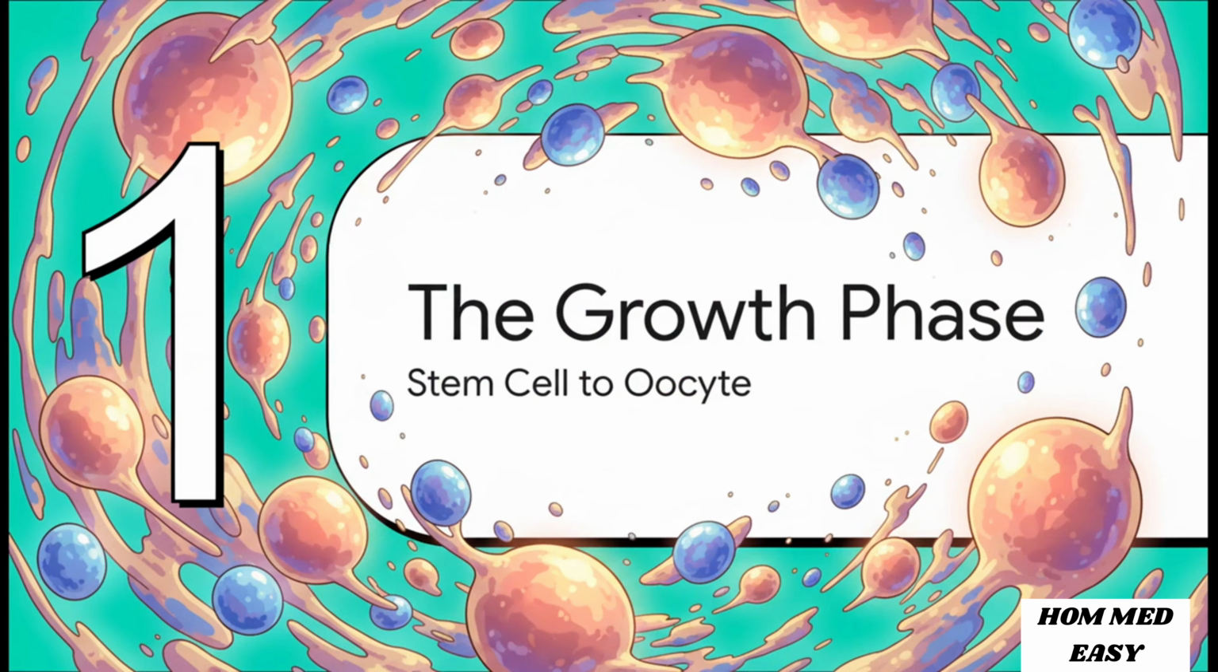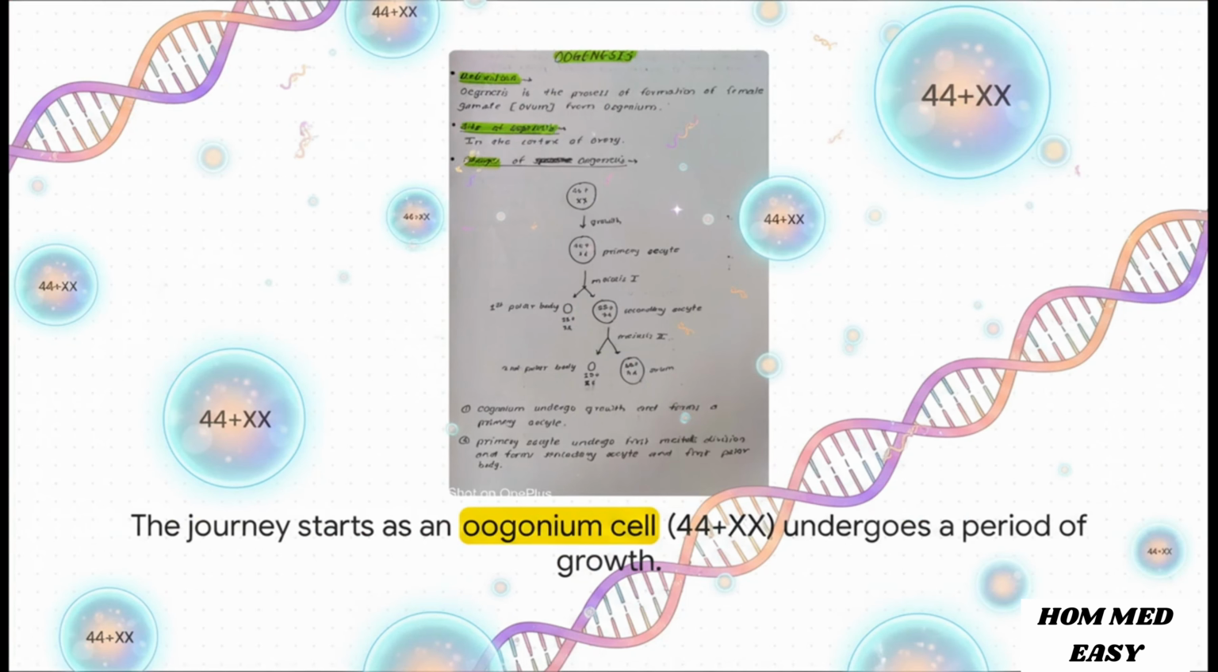All right, let's get into the first stage. This is the growth phase, where our starting cell basically just gets ready for the main event by bulking up. So everything starts with this one cell, called an Oogonium. It's got the full set of 46 chromosomes, that's 44 regular ones, plus the 2 X chromosomes. And in this first phase, its job is super simple, just grow. It soaks up nutrients, gets bigger, and basically preps for the crazy divisions that are coming up.